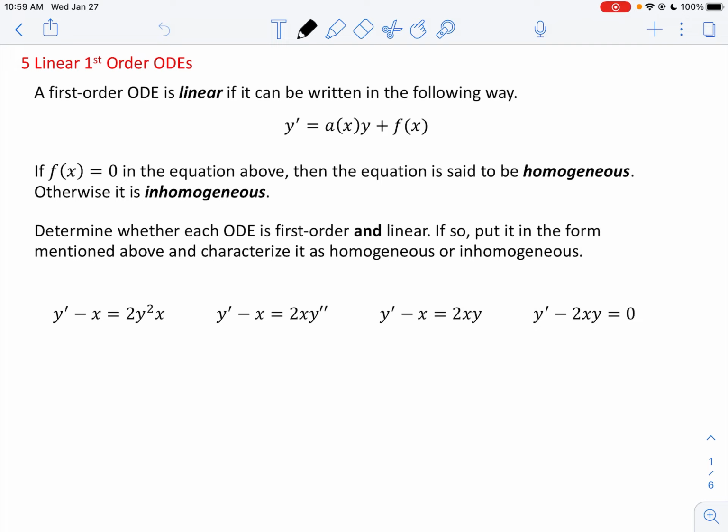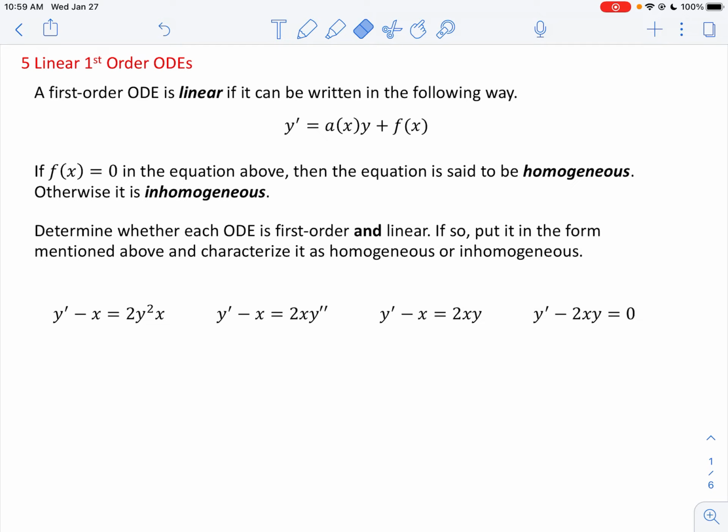If f of x is 0, so if this part here is not there in the equation above, then the equation is said to be homogeneous. Otherwise, it is inhomogeneous. Determine whether each ODE is first order and linear. If so, put it in the form mentioned above and characterize it as homogeneous or inhomogeneous.